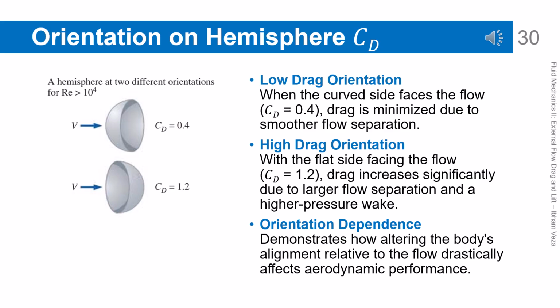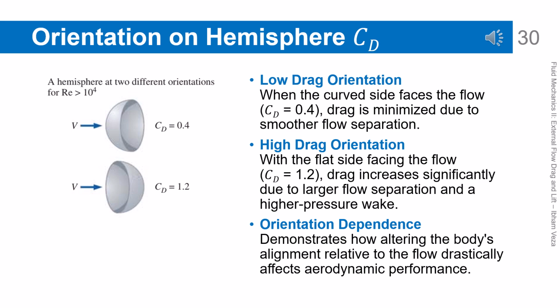Impact of orientation on hemisphere drag coefficient. The drag coefficient of a hemisphere strongly depends on its orientation relative to the flow. When the curved side faces the flow, separation is smoother and the drag is relatively low. When the flat side faces the flow, separation occurs earlier and the wake becomes much larger.